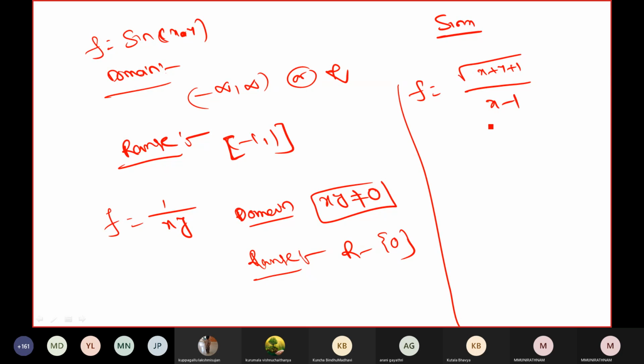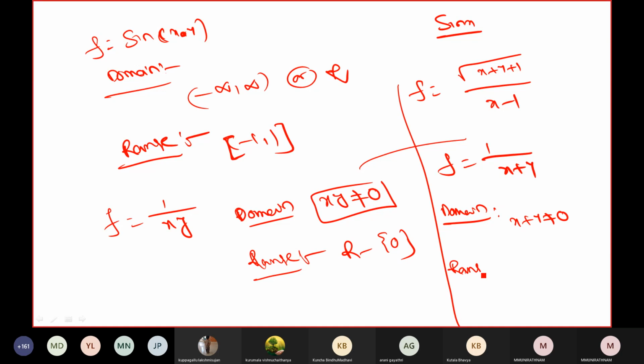What is the domain? Anyone? Let's take something simple. x is not equal to 1. We will write 1 by x plus y, then move on to the next. So what is the domain? Anyone? x plus y is not equal to 0. Yeah, x plus y not equal to 0.